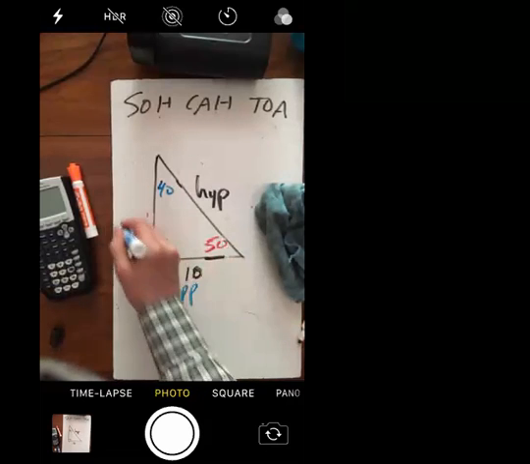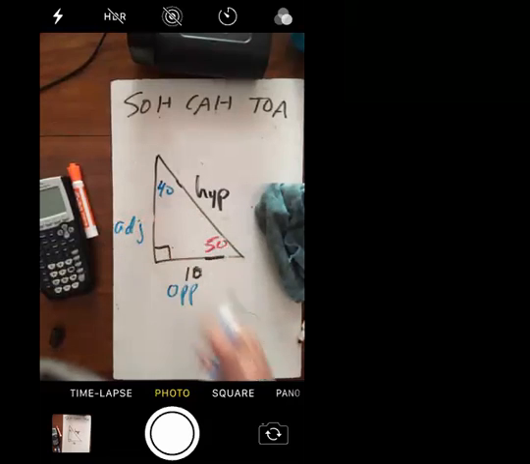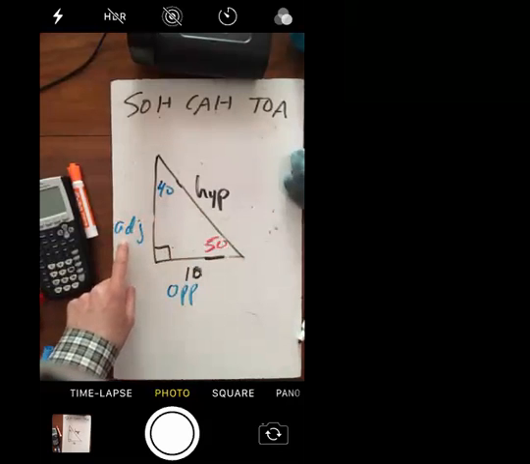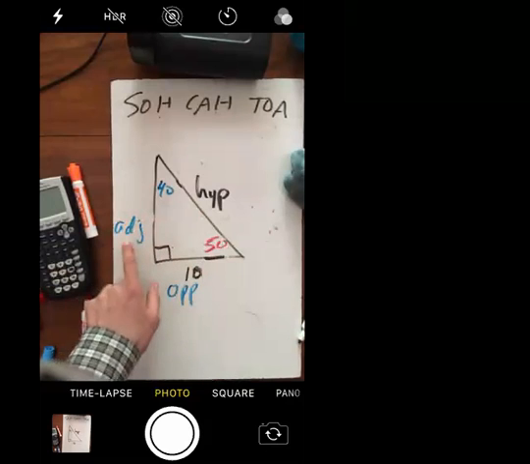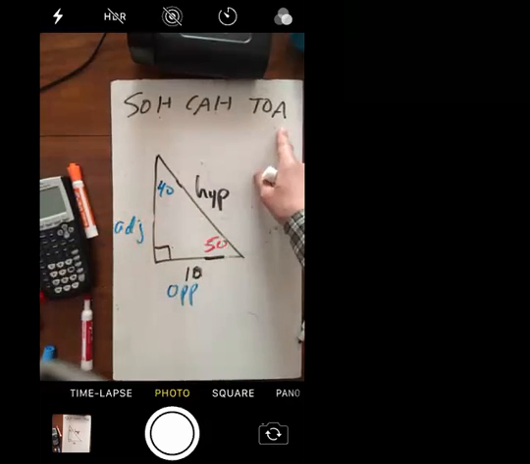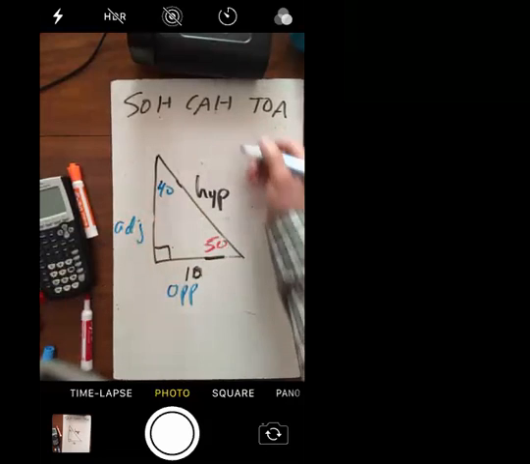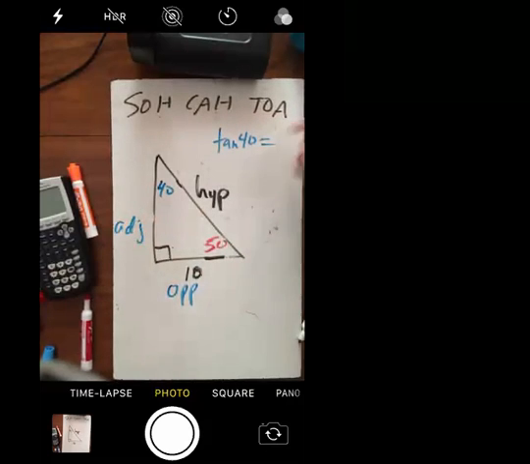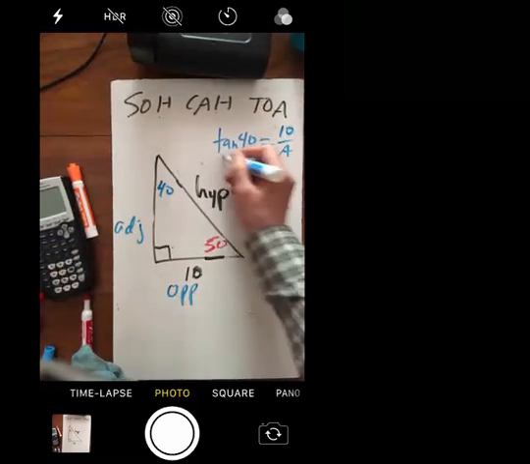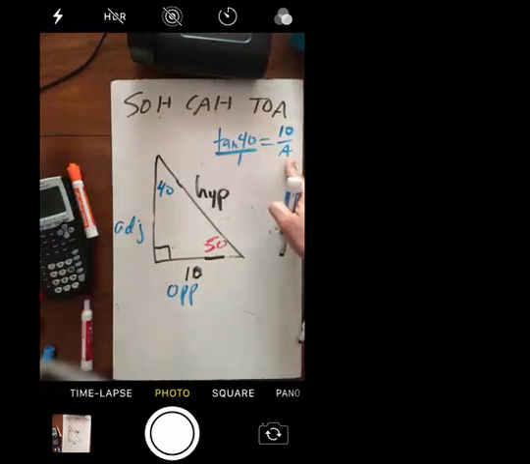So here's my opposite and my adjacent to use the 40-degree angle. For me to find the unknown adjacent side, I'm going to have to see what do I know. I know the 10, so I know the opposite side. So if I know the opposite and I'm trying to find the adjacent, then I'm using opposite and adjacent, I'm using tangent. So I can say that the tangent of 40 degrees equals opposite over adjacent. My opposite is 10. And my adjacent I'm trying to find.